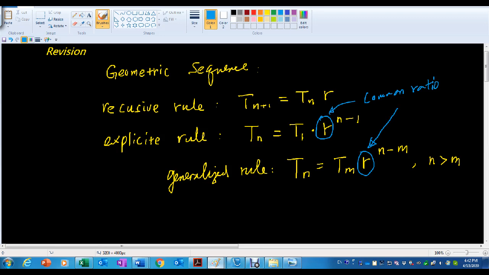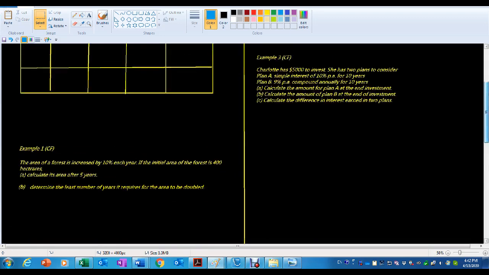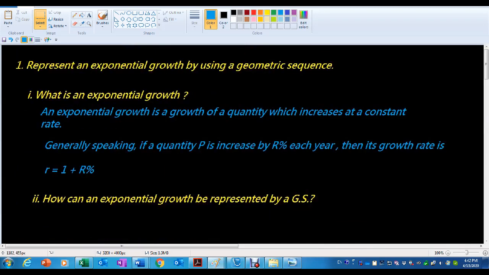Today we're going to talk about some applications of geometric sequences. First we are talking about the idea of exponential growth. What do we mean by exponential growth? An exponential growth is a growth of quantity which increases at a constant rate.